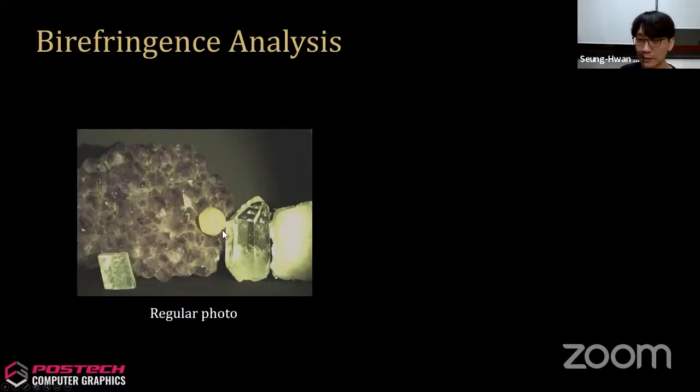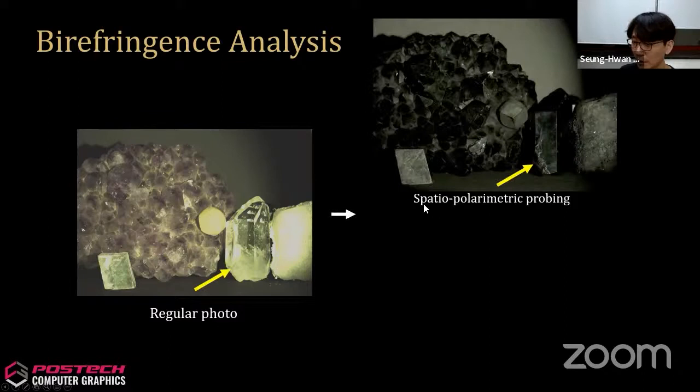Here we have interesting crystals, and some are transparent here and here. Some are opaque, as you can see here and here. If we capture this interesting crystal scene with our spatial polarimetric imaging system, then we can even examine the surface of this transparent crystal, right? As we all know, examining the surface of transparent objects is quite difficult.